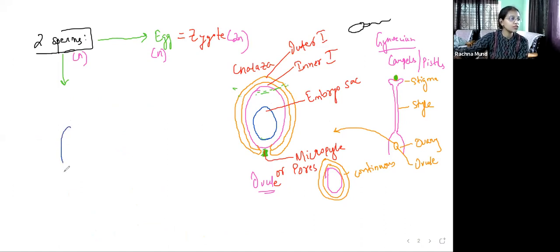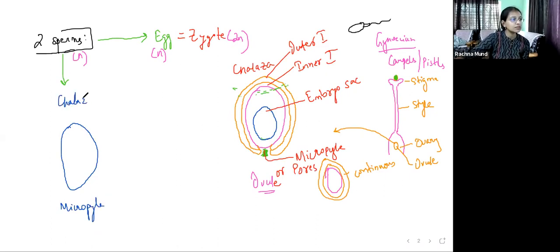I'm just drawing the structure of the embryo sac. In the embryo sac, the bottom region we denote as the micropyle, and the top region is your chalaza, right? So the embryo sac, if you can recall, is called a 7-celled, 8-nucleated structure.